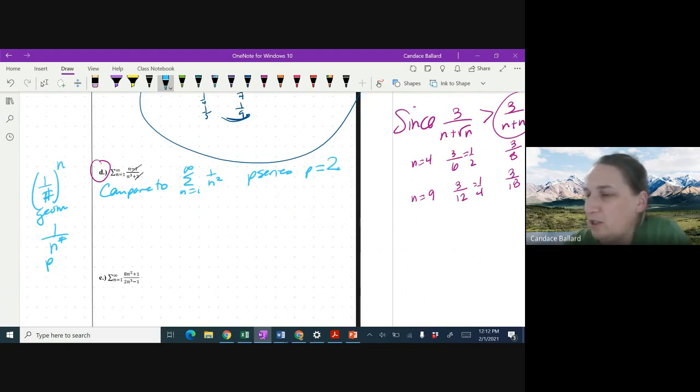My p is equal to 2. When p is equal to 2, does it converge or diverge? Oh, we're greater than 1, so this one converges, right? So therefore it converges. So I am hoping that this is my bigger one. I'm hoping it's BC.